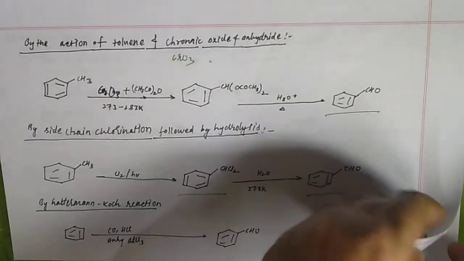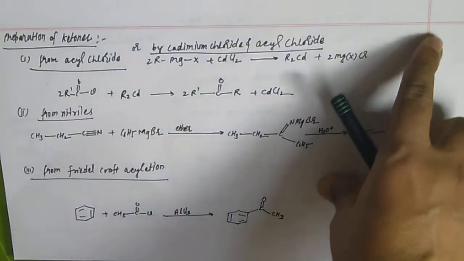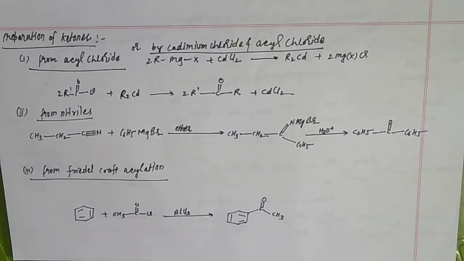Now let us move to another method of preparation of aldehydes and ketones. Now the preparation of aldehyde is over. Now we are moving to the preparation of ketones. There are so many methods we already studied that can be used for the preparation of ketones, like the dehydrogenation of secondary alcohol, which will give the ketones, and from ozonolysis also we can prepare the ketones.